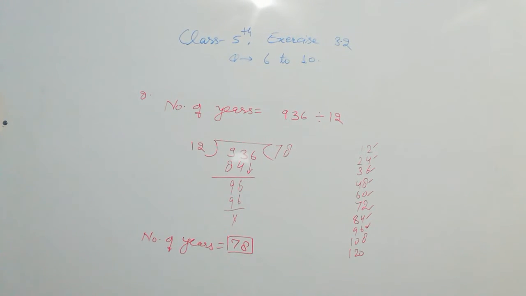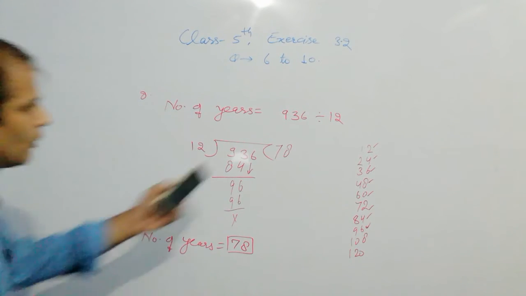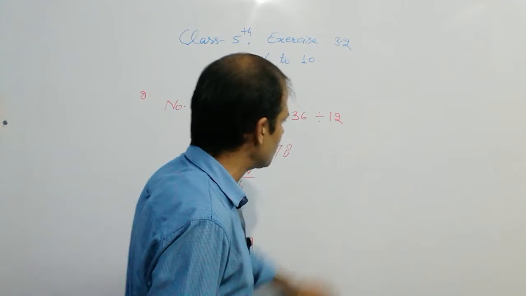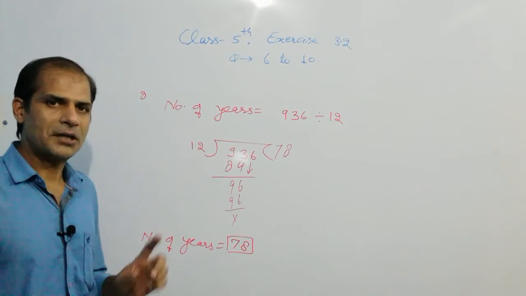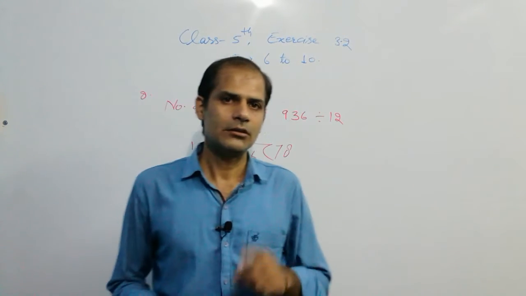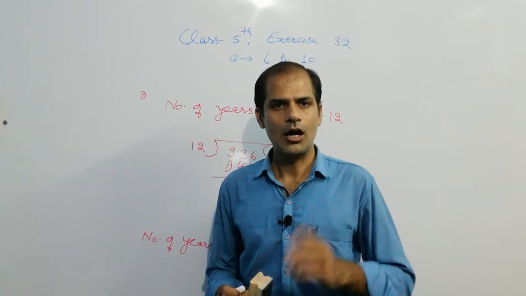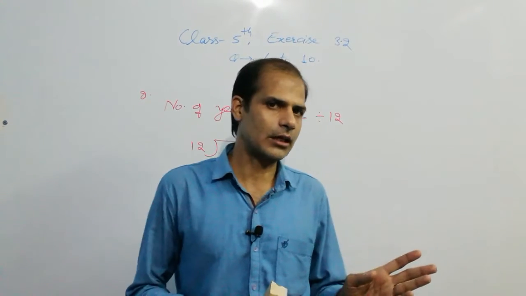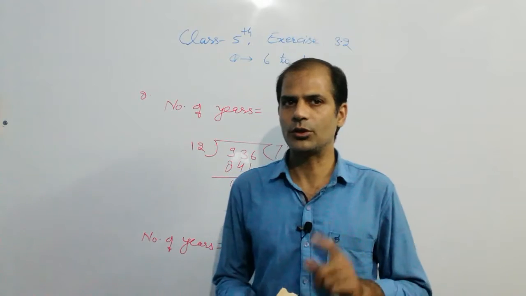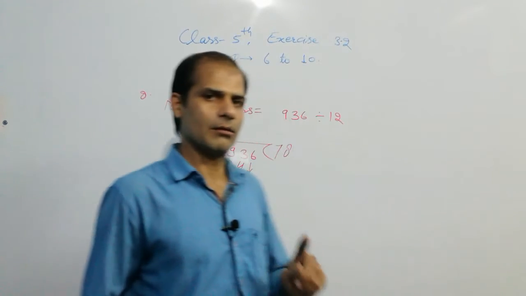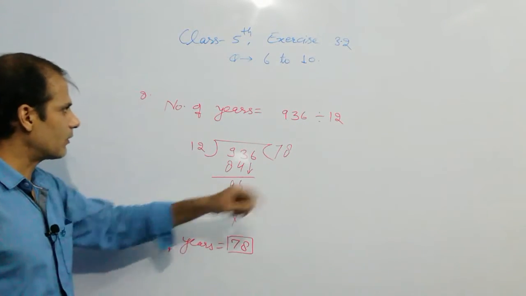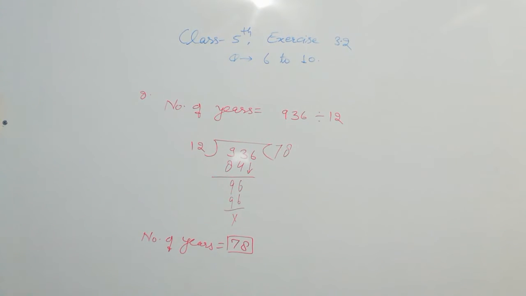Okay students, so the answer of question number 8 is 78. I hope you understood this question and the concept behind this. I repeat again, जब भी आप years को month में convert करते हैं, आपको 12 से multiply करना होगा, और जब भी months को years में convert करना है, आप उस number को 12 से divide करेंगे, then you will get the number of years. So there are 70 years. Note it down.